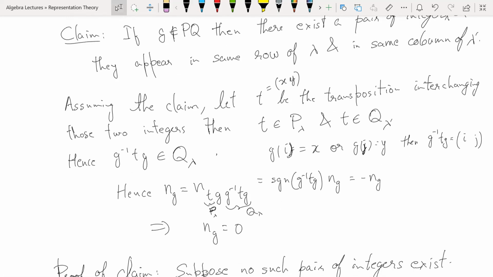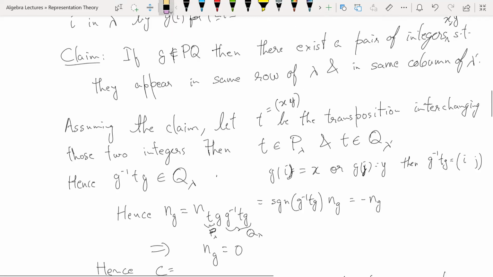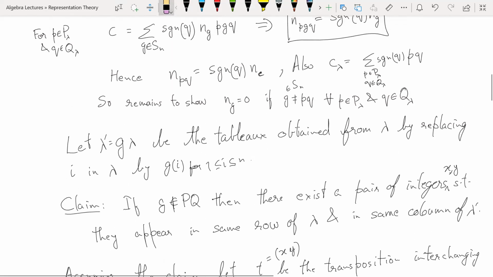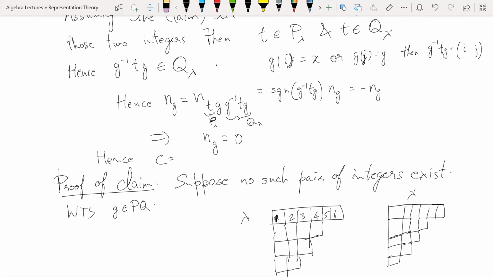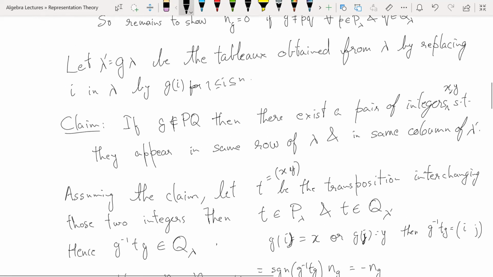So hence c is going to be some constant times c lambda, and that constant is any. Yeah, so it is any. c is any times c lambda. Okay, so far so good.